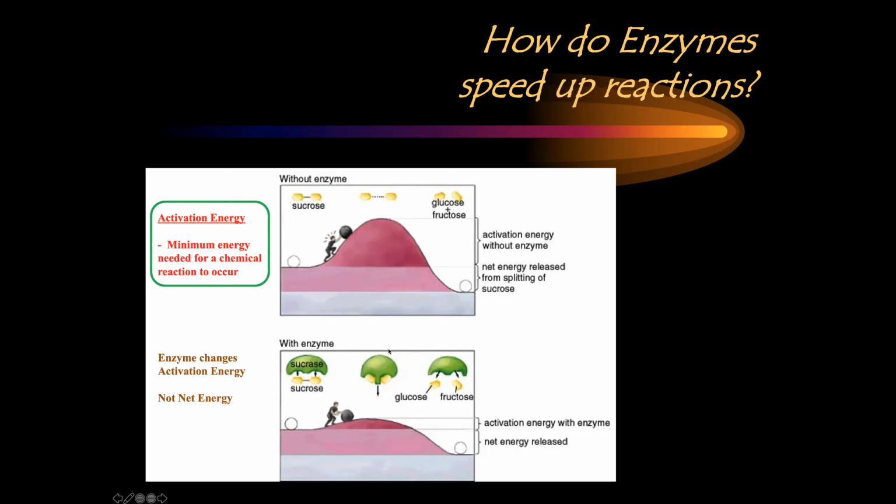And then there is net energy released when you split this molecule into two. Now, if you add an enzyme, sucrase, which specifically converts sucrose to glucose and fructose, now the activation energy is much lower. Now notice that the net energy is the same. Net energy is this amount in both cases, but the activation energy with an enzyme is much less.